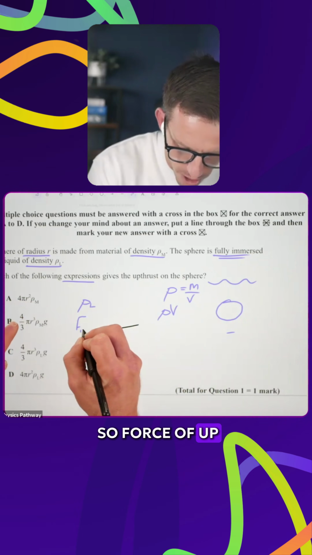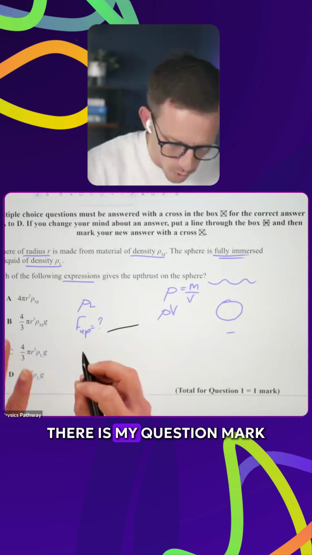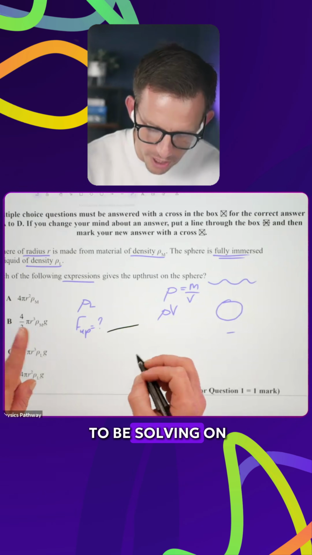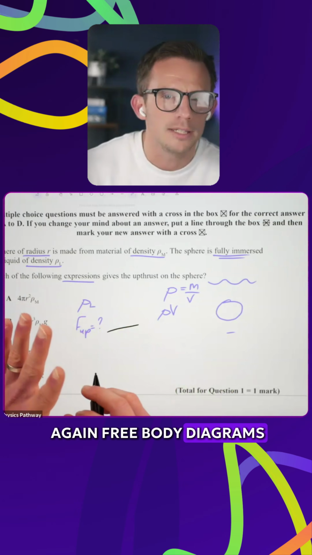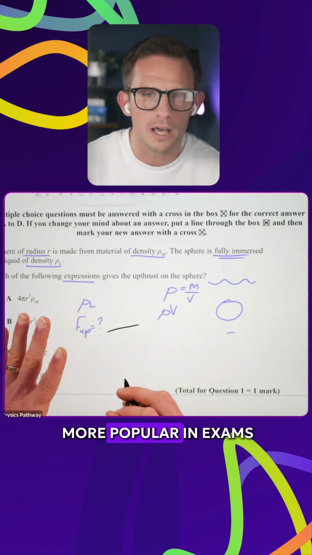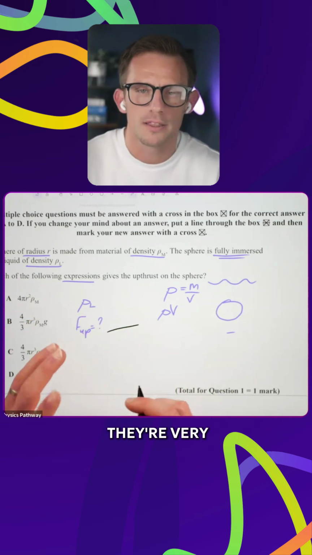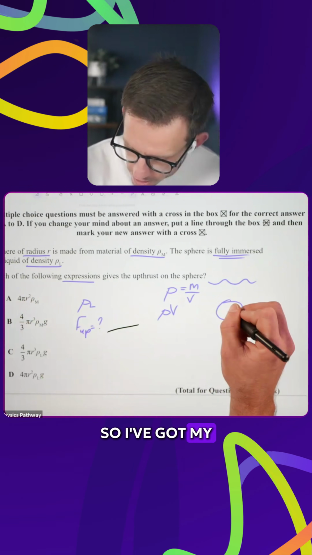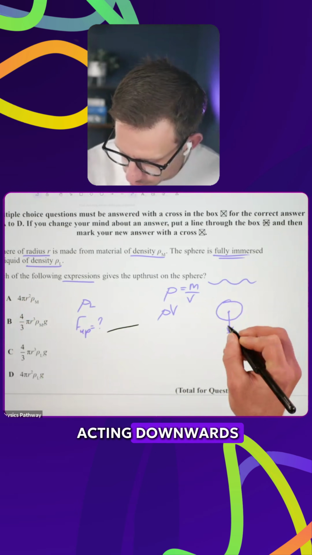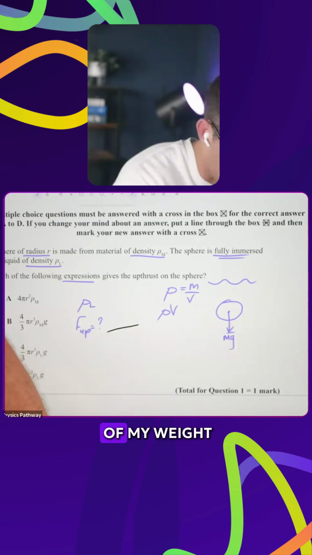So force of up is my question mark. That's what I want to be solving on this sphere. Right, so if I think, again, free body diagrams, it's getting more and more popular in exams. Get good at these. They're very, very helpful if you practice. So I've got my force that's going to be acting downwards. That's going to be my mg, or my force of my weight.